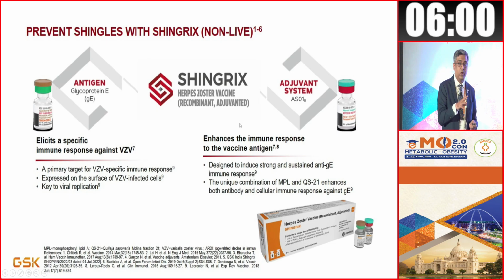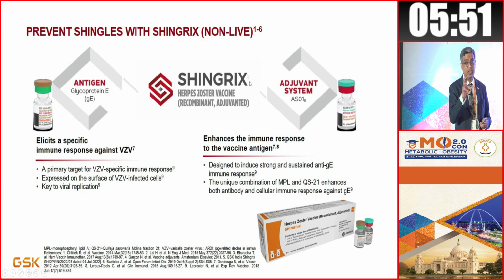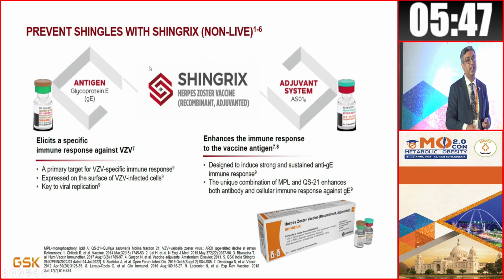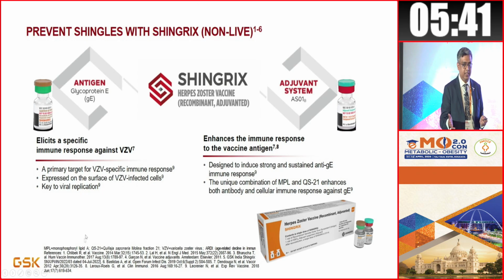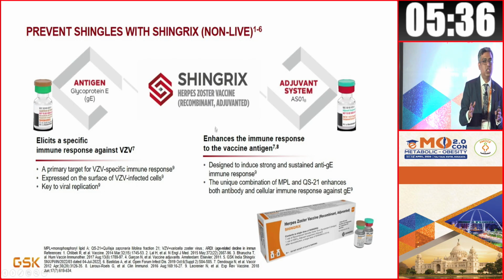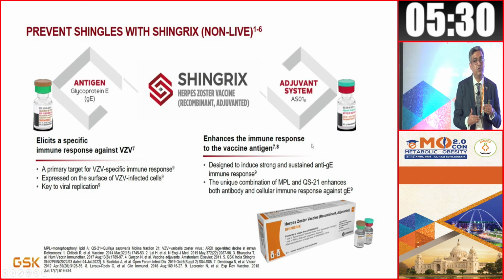But a very important component is the adjuvant that goes into the vaccine. Because until and unless you have the adjuvant, you won't be able to mount a very strong response and sustain the response for a longer duration of time. The adjuvant is AS01B. This is comprised of two components, one is the MPL and one is the QS21, and what they do is they are able to mount a cellular immune response.